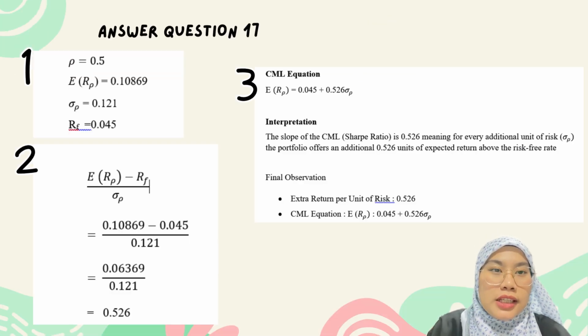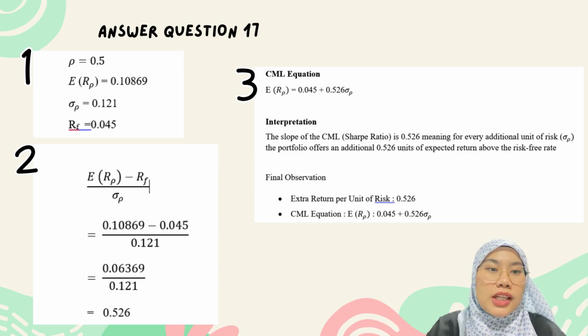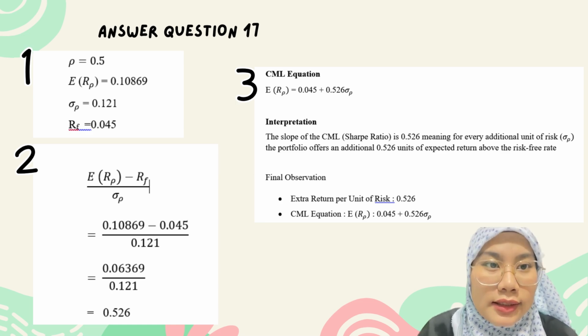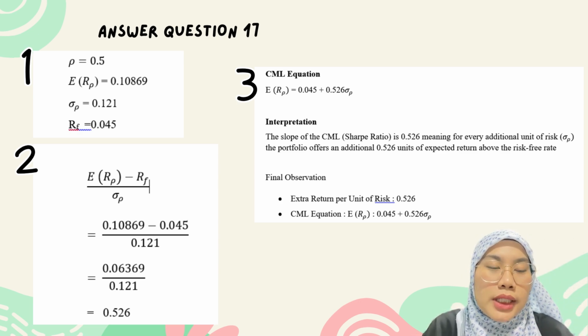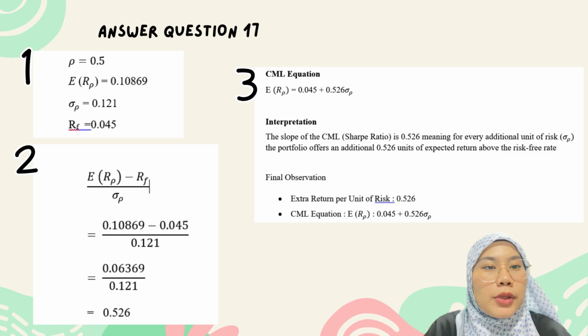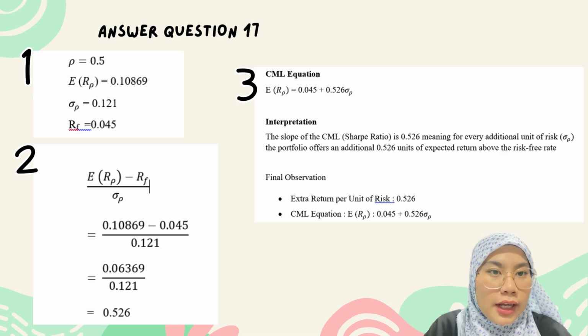So thank you. I will present question 11. Question 11 is: derive the risk-reward trade-off line for the optimal portfolio when the correlation is 0.5. How much extra expected return can you anticipate if you take on an extra unit of risk? The answer has three steps. First, the values are already given where P is 0.5, E(RP) is 0.10869, the standard deviation of P is 0.121 and RF is 0.045. Second is the calculation based on the formula given, which is E(RP) minus RF divided by the standard deviation of P. We put the values into the formula and get the final value.